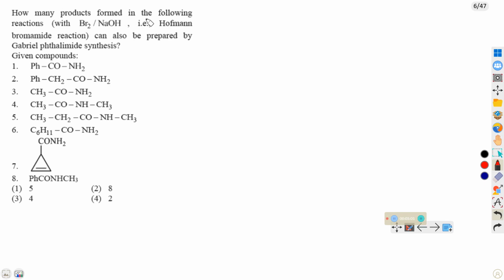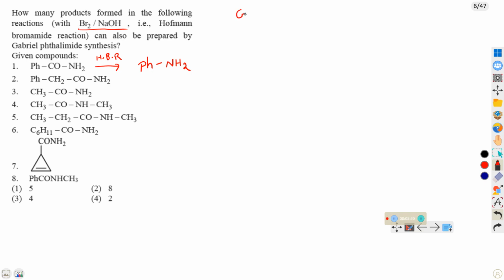How many products formed in the following reaction with Br2 and NaOH, that is Hofmann bromamide reaction, can also be prepared by Gabriel phthalimide synthesis? First of all, this is the reactant. If it participates in Hofmann bromamide reaction, the product contains one carbon atom less compared with the reactant. So the product is PhNH2.